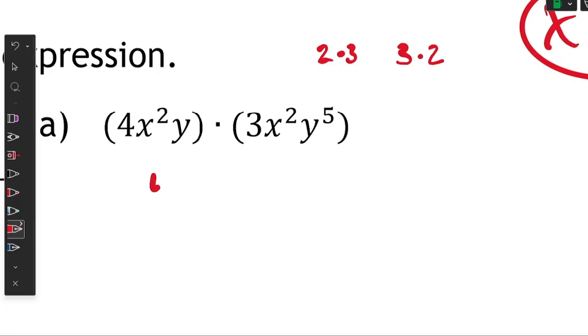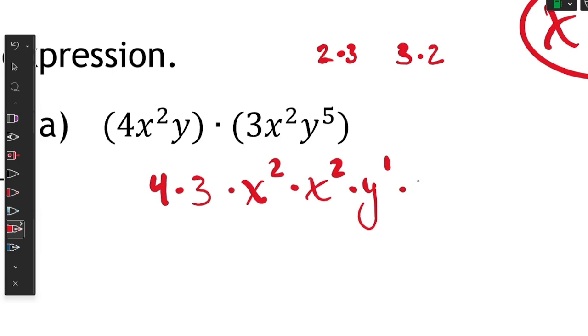I could say, hey, this is going to be the same thing as 4 times 3 times an x squared times another x squared. There's going to be a y to the first power, and there's going to be a y to the fifth power. So if I look at all the parts, I can see I've got the number 4, I've got the number 3. I've got an x squared and another x squared. I've got a y to the first and a y to the fifth.